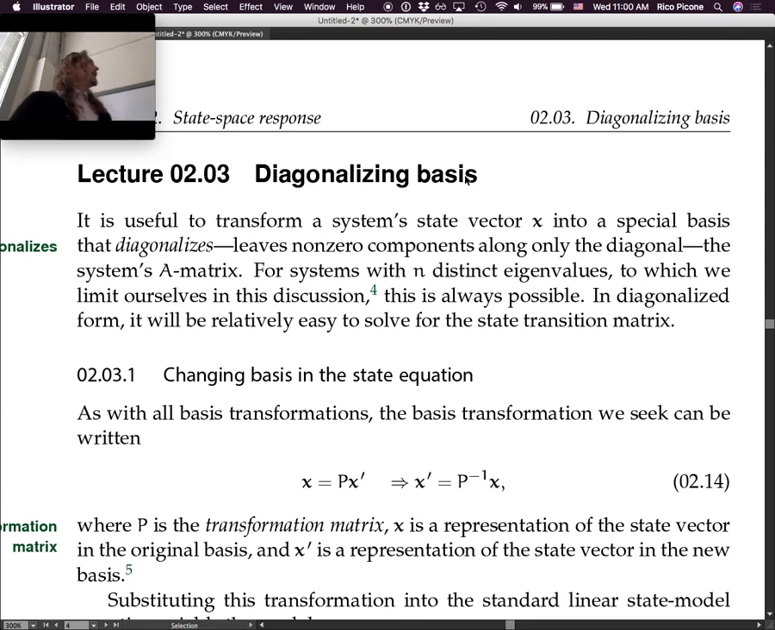So, last time we talked about eigenvalues, eigenvectors. Today we're going to use them.